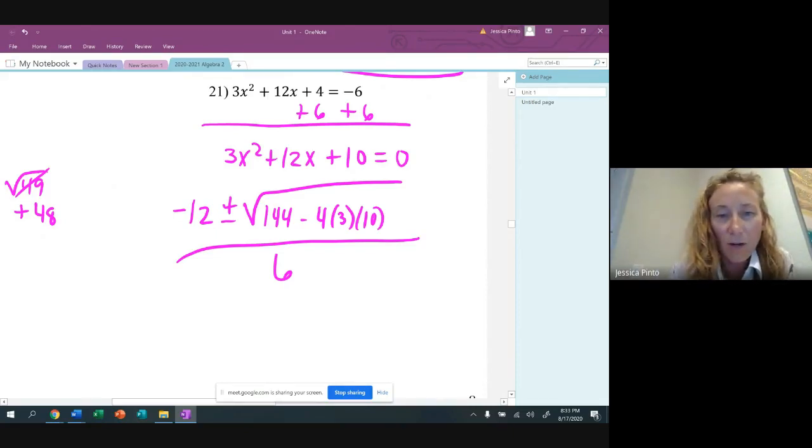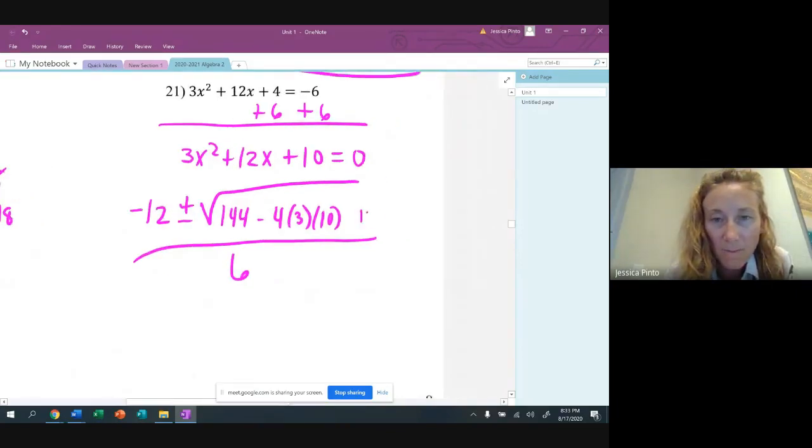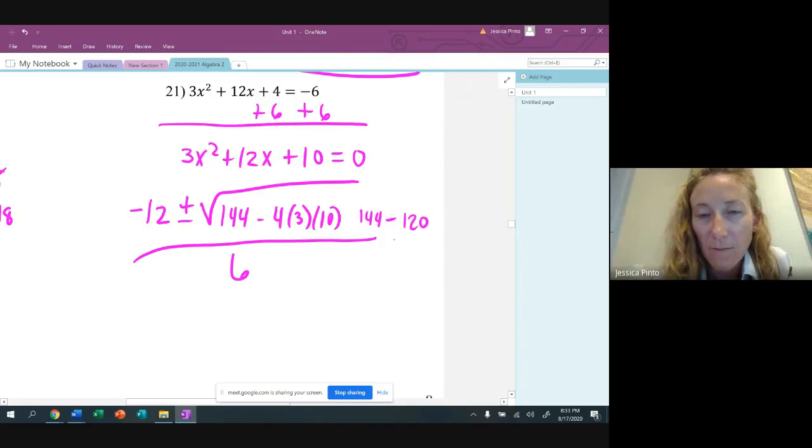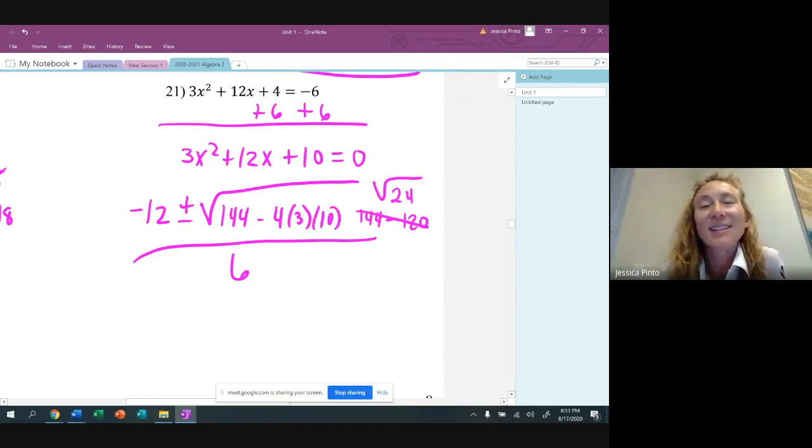And my side work, it's still going to be minus. Oh my gosh, how annoying. 4 times 3 times 10 is 120. Oh my gosh, this is the first one that's going to be a little bit hard. Well, it's going to use the radical simplification skills that we were just looking at. So I did 144 minus 120 and got 24. And 24 is 4 times 6. You know what I'm saying?